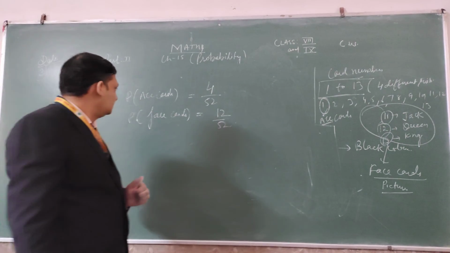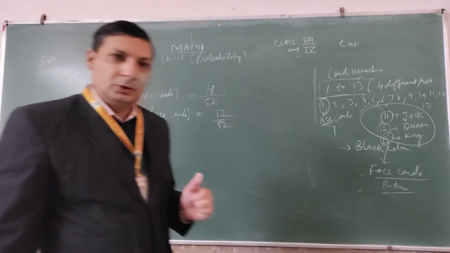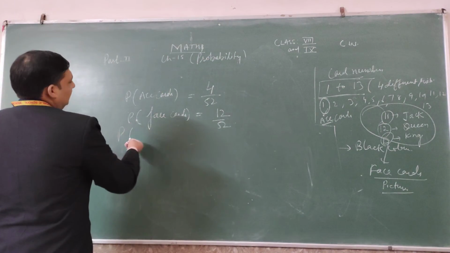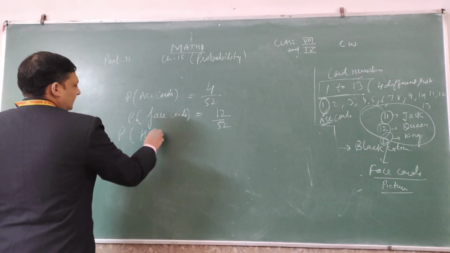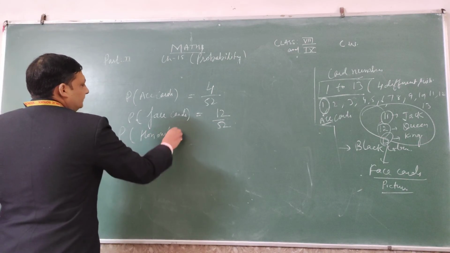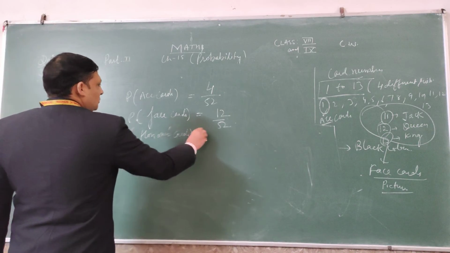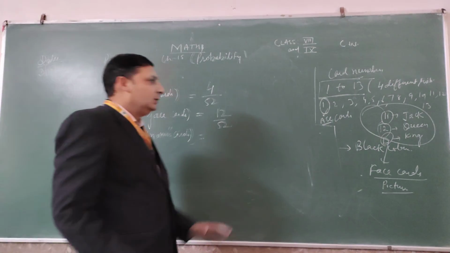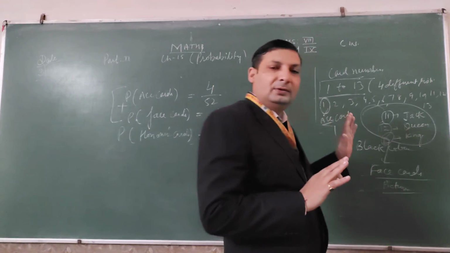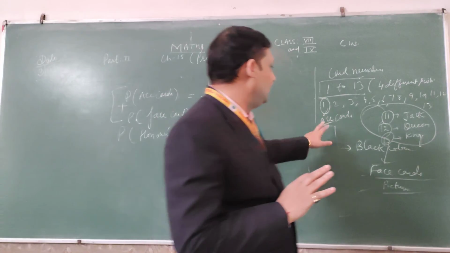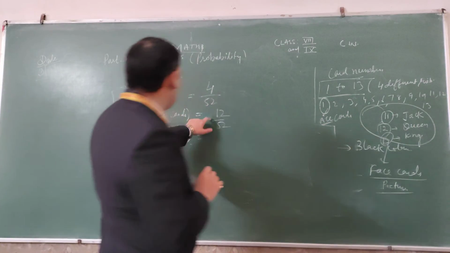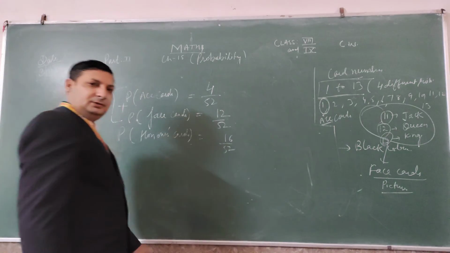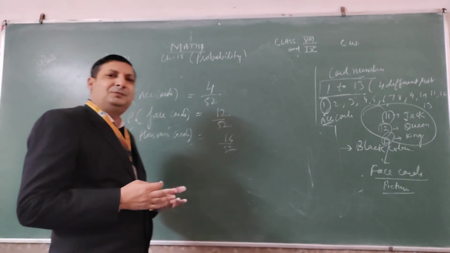Now when we talk about the owner's card, that is something different for you. Owner's cards are those which consist of face cards plus ace cards, which have fixed names instead of a card number, that is ace plus 3 face. So 12 plus 4, 16. 16 by 52 are the owner's cards. Like this we can find different questions.